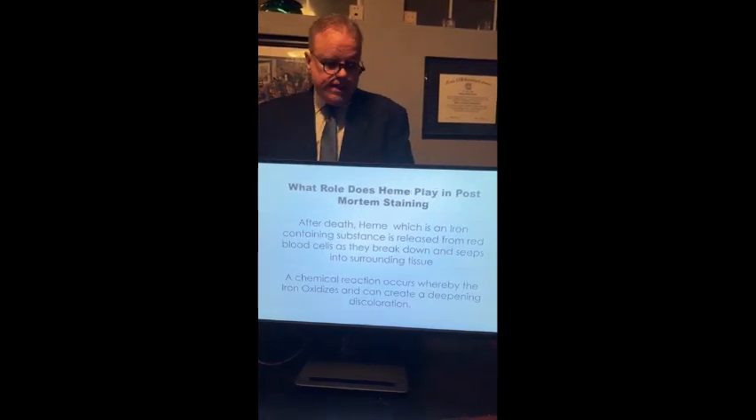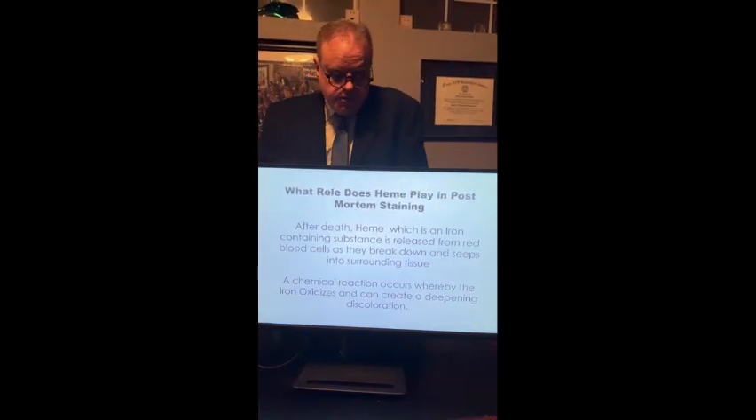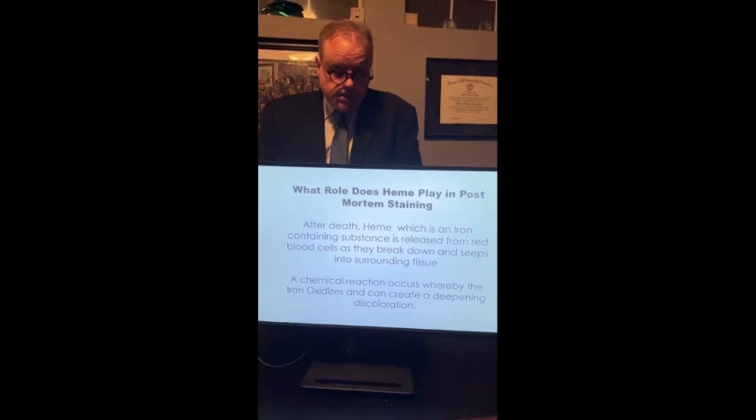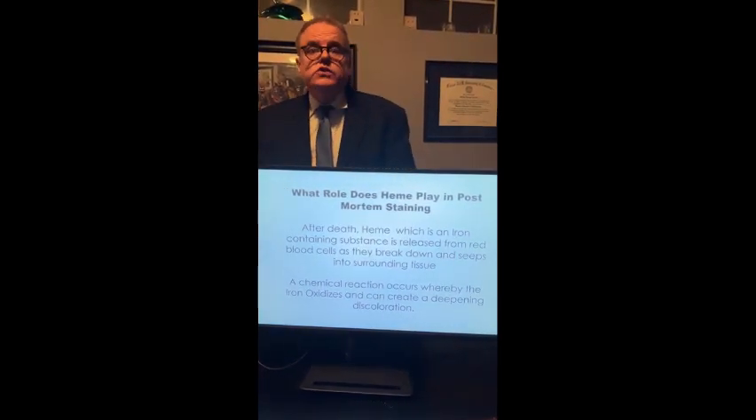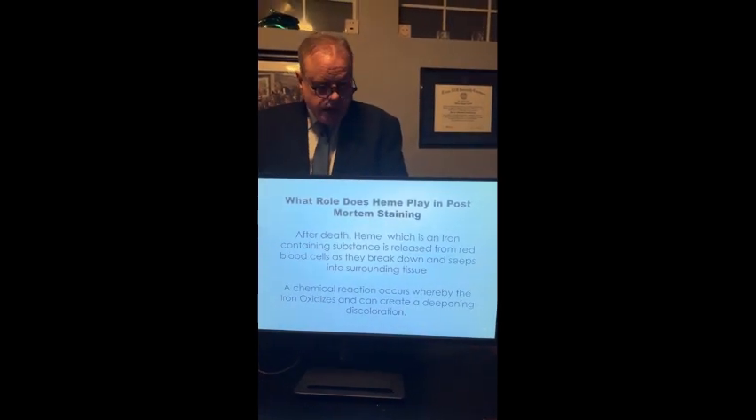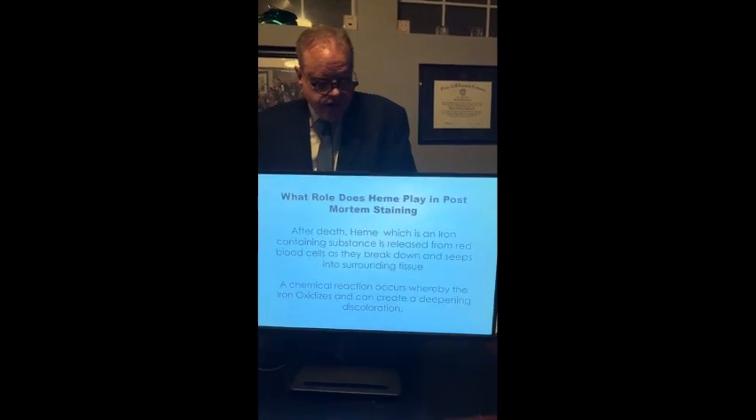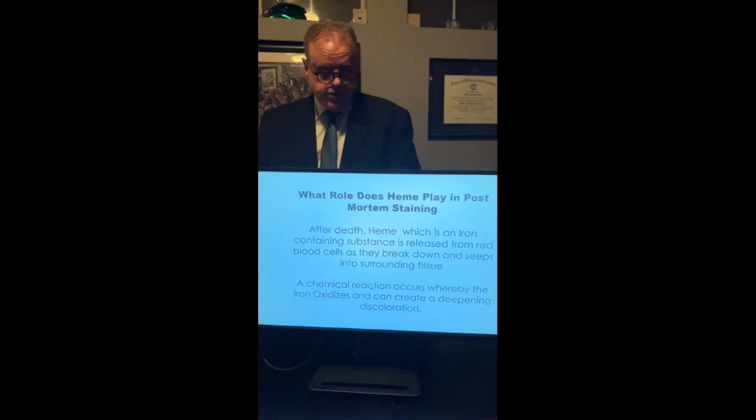Now, what role does heme play in postmortem staining? After death, heme, which is an iron-containing substance, is released from red blood cells as they break down, and it seeps into the surrounding tissues. A chemical reaction occurs whereby the iron oxidizes and can create a deepening discoloration.